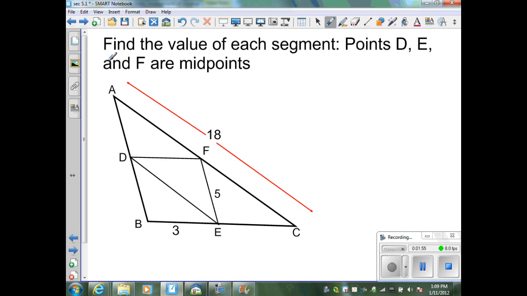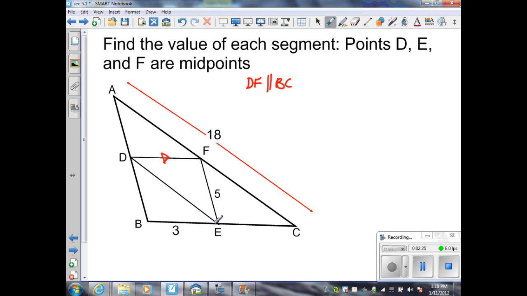On my next example, they want us to find the value of each segment. Points D, E, and F are midpoints. Therefore, I know it wasn't asked, but let's take a look at which segments are parallel. If D and F are midpoints, that is a midsegment. Therefore, I know that DF is parallel to the third side, which is BC.